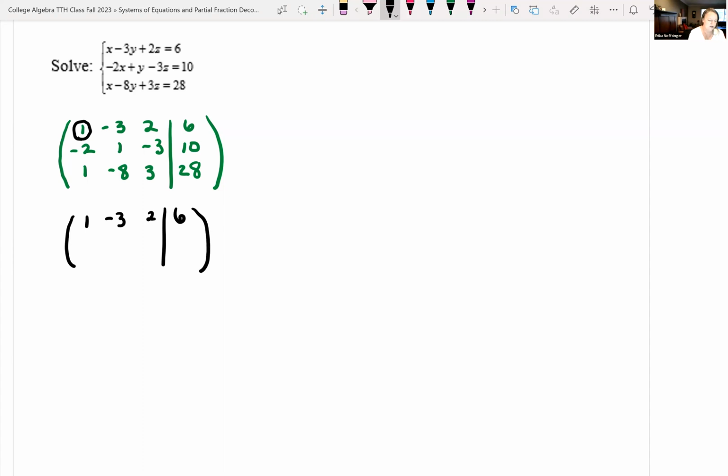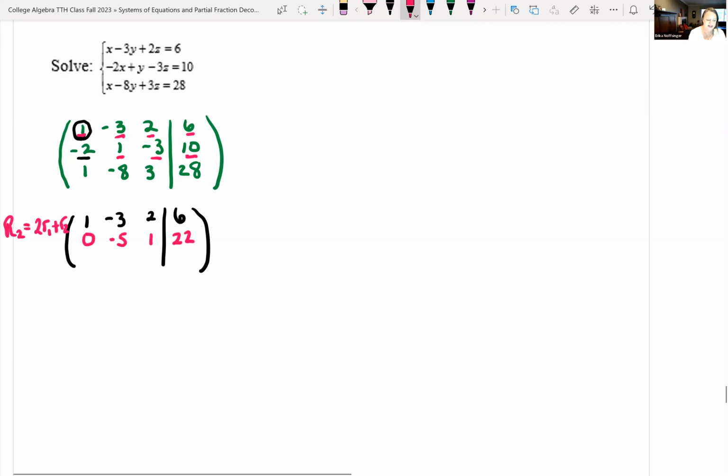And so you're thinking to yourself, what can I multiply 1 by and sum it to negative 2 and get 0? So my new row 2, I can get by looking at 2 times row 1 plus row 2. So 2 times 1 is 2, minus 2 is 0. 2 times negative 3 is negative 6. Negative 6 plus 1 is negative 5. 2 times 2 is 4. 4 minus 3 is 1. 2 times 6 is 12. 12 plus this 10 is 22.